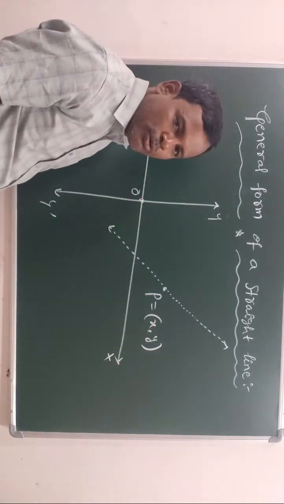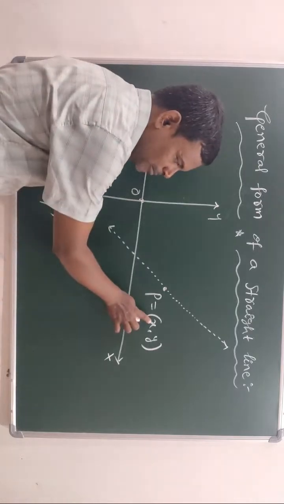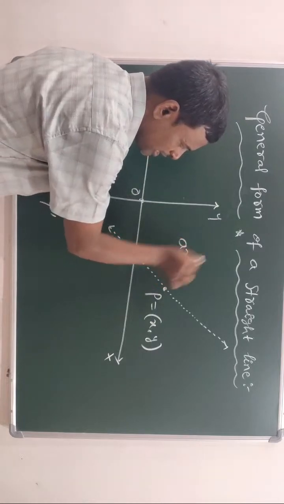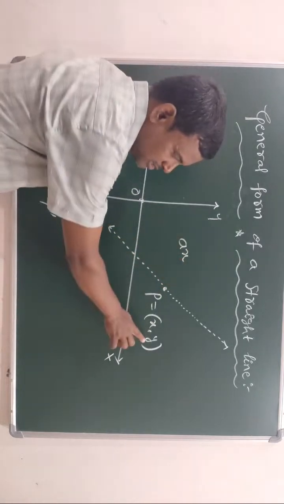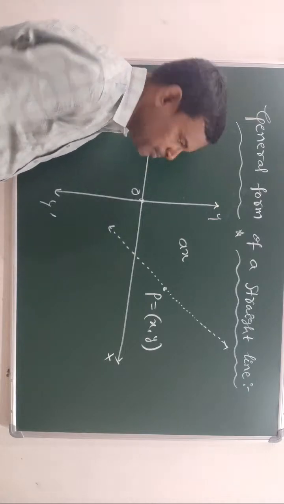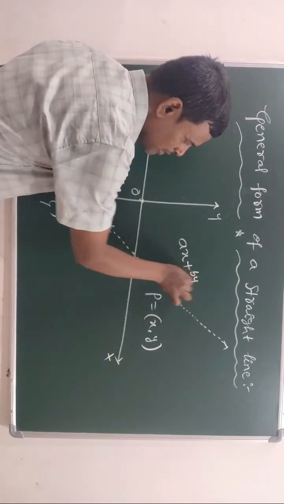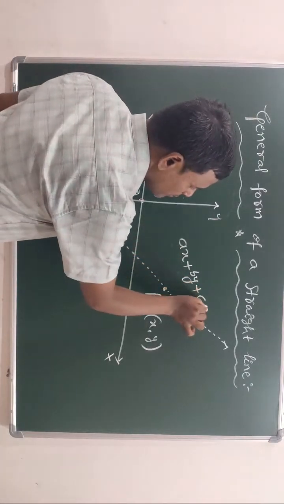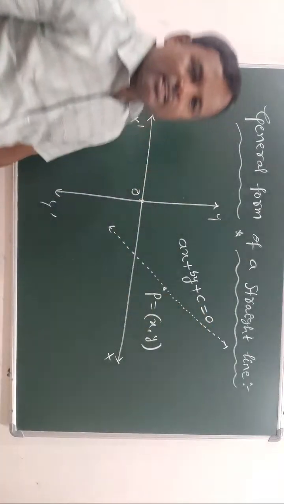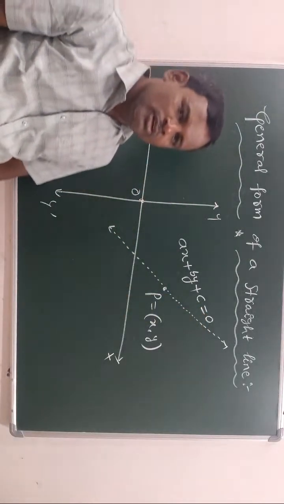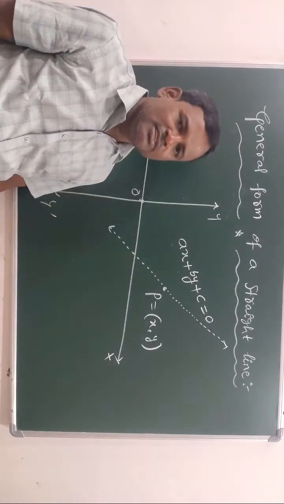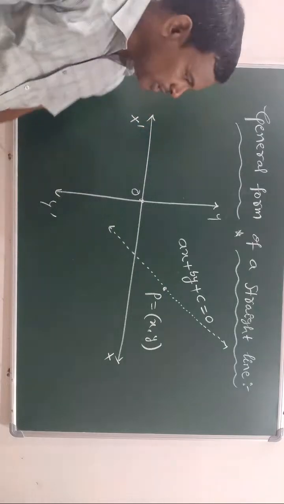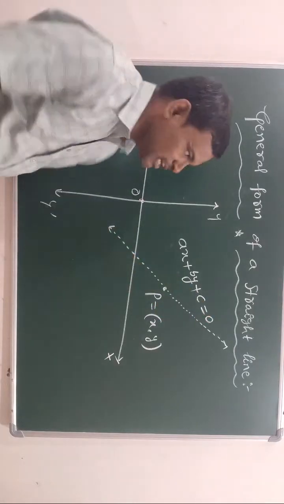Now I am going to multiply a real number a with x, so that you get ax. And the second component I am multiplying with b. b is also a real number. And if you add a constant to this result, you will get the result as 0. So this is known as the equation of this locus. If you connect these locus points, you will get a straight line.